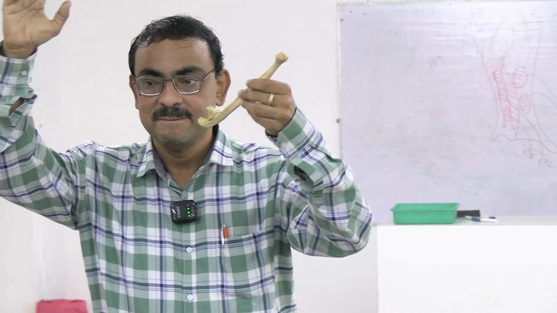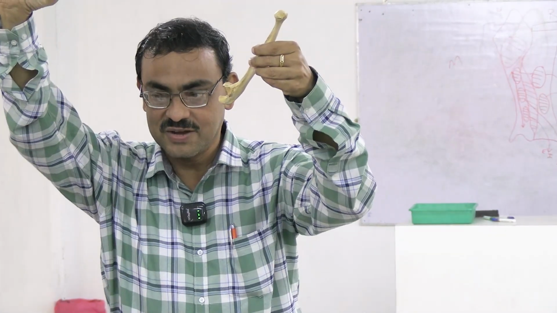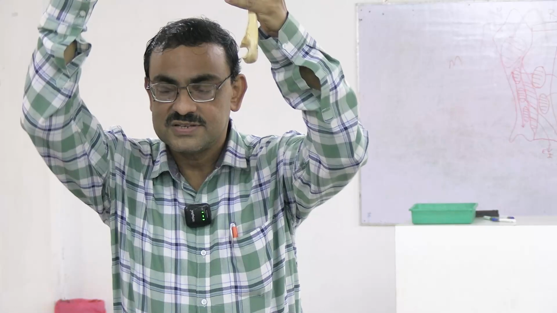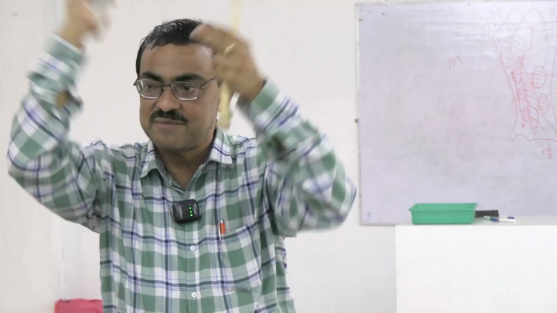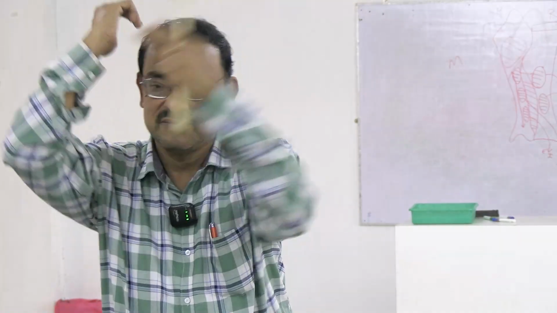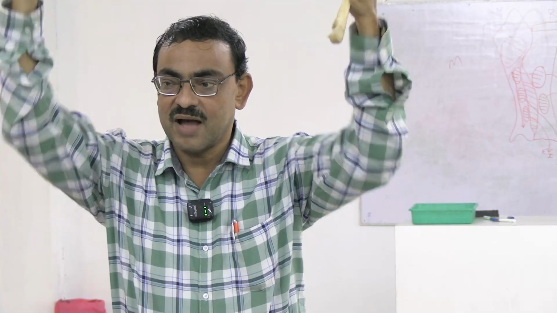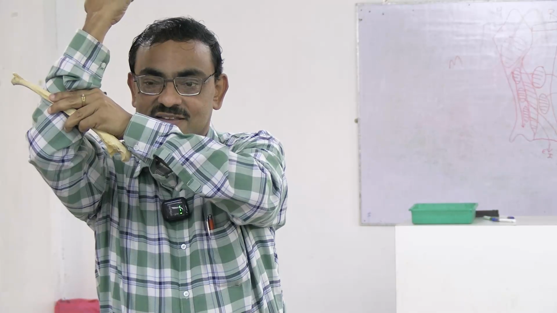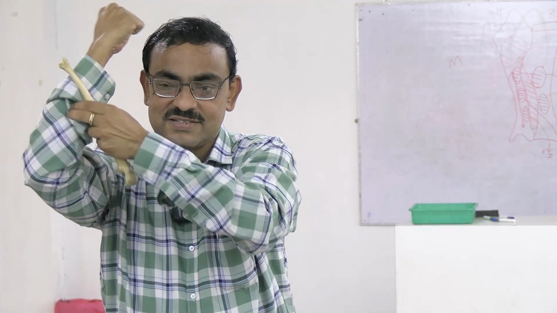Suppose some person is coming with sticks, and he tries to save himself or herself with the upper extremity or with the forearm. So there is a direct fracture over this bone, and it is called the night stick fracture.